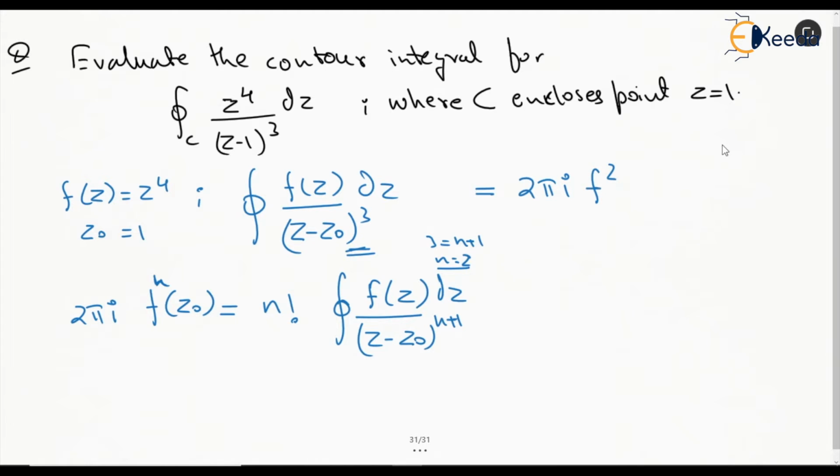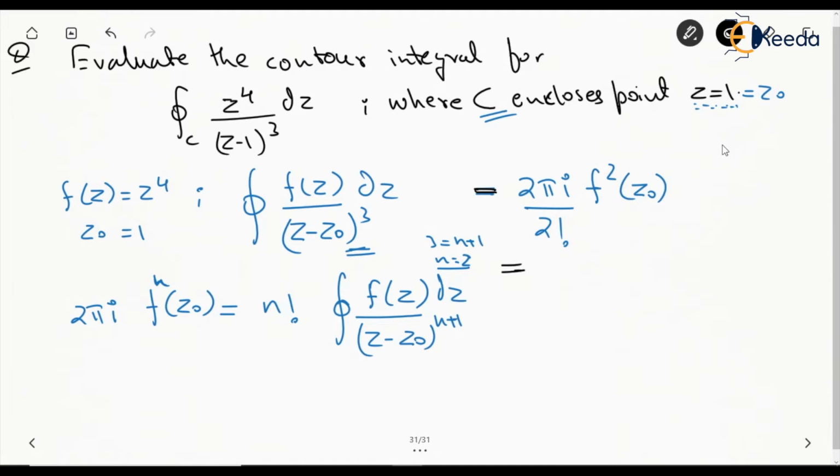second derivative at z naught, which is z naught equal to 1, and we will have to divide it by n factorial, that is 2 factorial, right? Because it is already mentioned that z equal to 1, which we are considering to be z naught, is the point which is enclosed by the curve or contour C. So now we can clearly see that we want the integration of z to the power 4 by (z minus 1) cube, and this will be nothing but the second derivative.